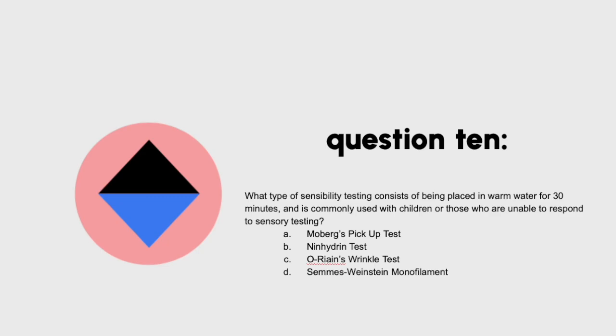Okay, last one, question 10. Correct answer here is C, the Ninhydrin... the O'Riain wrinkle test. Moberg's pickup assessment is going to look at dexterity and functional sensibility. Ninhydrin is kind of the sweat test, is how I think of it. It determines nerve function. And Semmes-Weinstein is used to determine ability to feel touch with the monofilaments. All of these, except for the Ninhydrin, might be difficult for children that are unable to respond to sensory testing because it requires them to follow instructions and give you answers. But the description here of being placed in warm water doesn't match the Ninhydrin test. So by limiting all those out, you get the O'Riain wrinkle test.